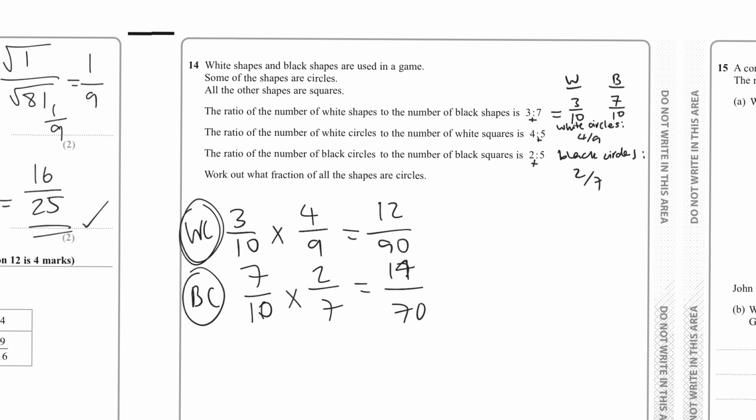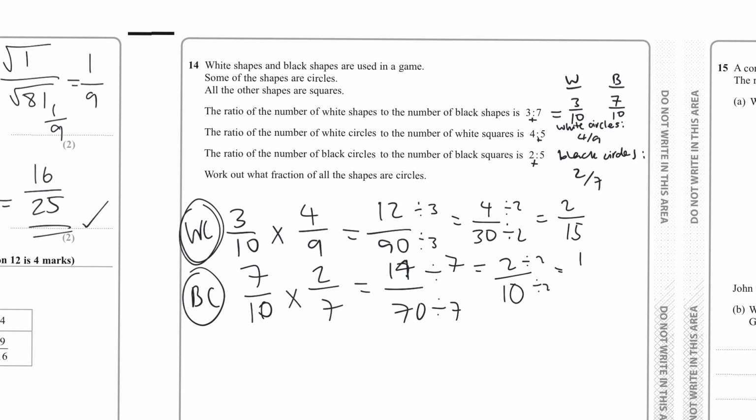So 12 over 90 would be simplified. We can divide both the top and the bottom by 3. Be left with 4 over 30. Divide them both by 2. We'd be left with 2 over 15. If we divide 14 over 70 by 7, we'd be left with 2 over 10. Simplify that. So divide the top and the bottom by 2. We'd be left with 1 over 5.